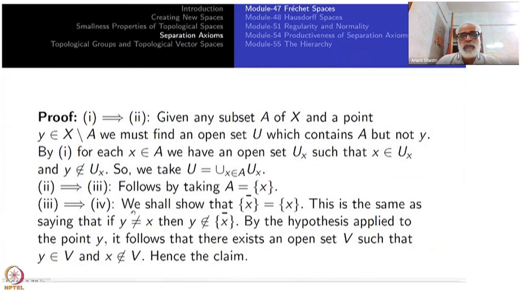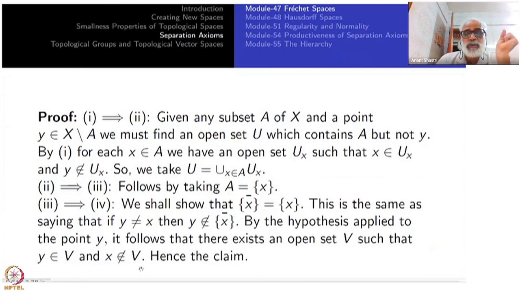3 implies 4. We want to show that singleton X is closed. That means take singleton X, take the closure, and I should show that it is singleton X itself. This is the same thing as saying that if Y is not equal to X, then Y does not belong to the closure of X. By the hypothesis applied to the point Y, for every point the intersection of all open sets containing it is just that point. It follows that there exists an open set V such that Y is inside V, and X is not in V because X is not equal to Y.